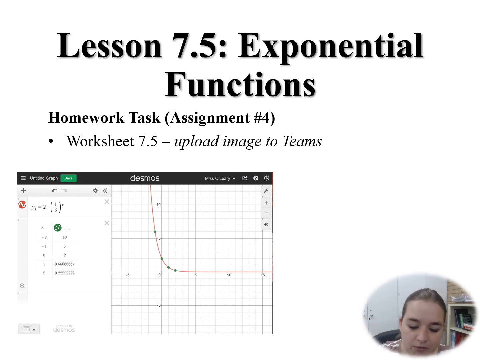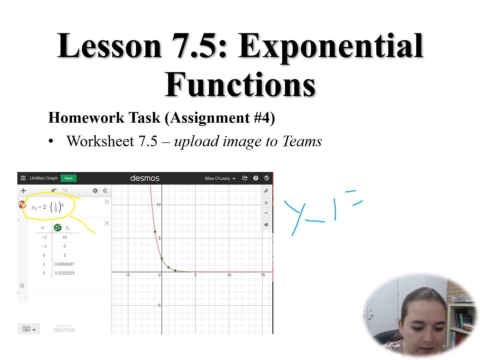And what you can do is you can type in the function. Like this one here, that is homework problem number 4. If I type into the box, I type y and then underscore 1. It gives me the y sub 1 equals, and then I just type in my function, 2 times 1/3 to the power of x. And it'll graph that red line for me.